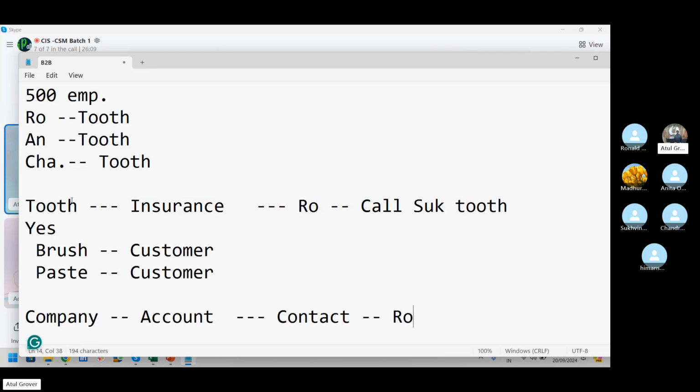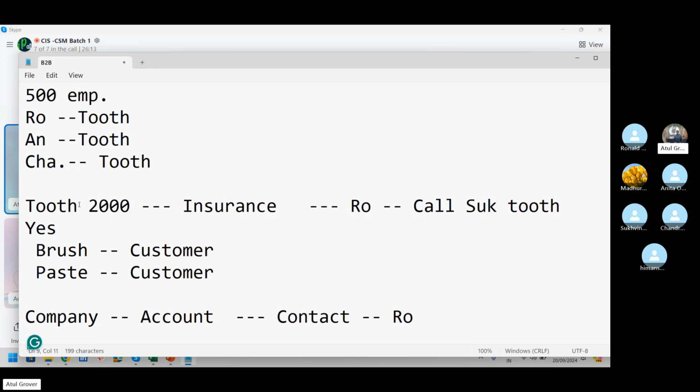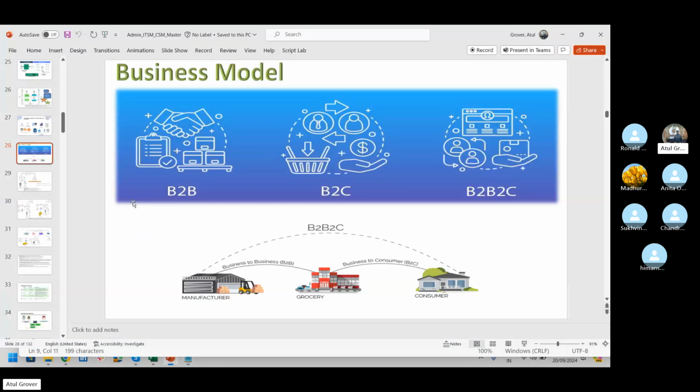Now let's say tooth has 2000 employees. Do you think that 2000 employees will talk to Ronald? No. So if there is one POC, then definitely there should be one POC from here as well. And that POC is called the account manager, or we call it customer account manager actually. Clear, this fundamental of B2B?